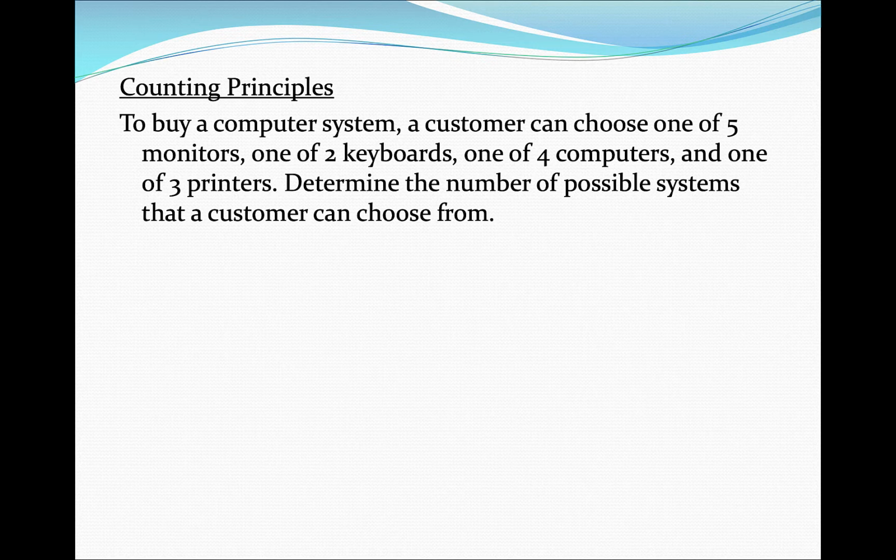Well, whenever you do counting problems, it's always a multiplicative relationship. If there are 5 options for monitors and 2 options for keyboard, then you have 5 times 2, or 10 options for the combination of a monitor and a keyboard. Whenever we're dealing with 4 components here, a monitor, a keyboard, a computer, and a printer, you just use that same principle. So you take 5 monitors times 2 keyboards times 4 computers times 3 printers, and that gives you 120 options of computer systems to choose from.